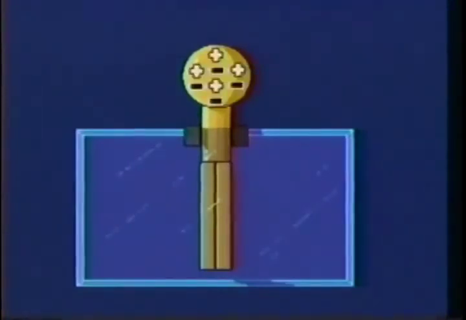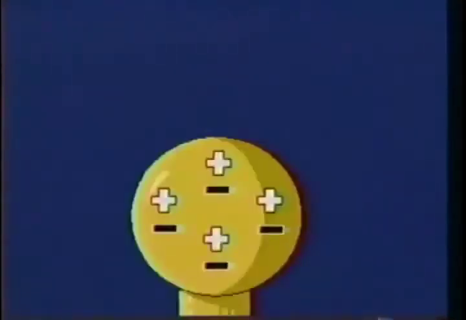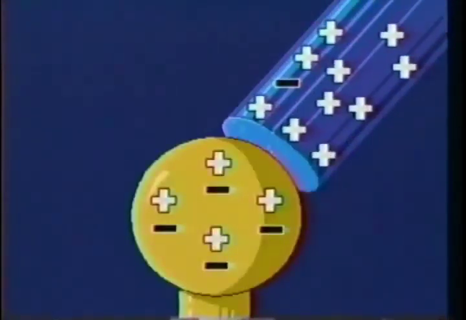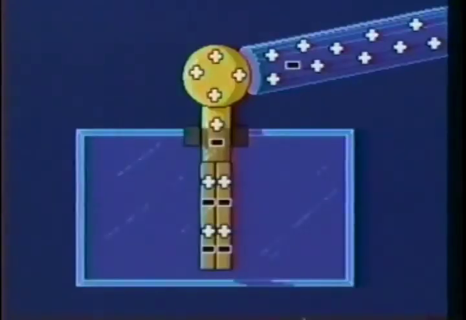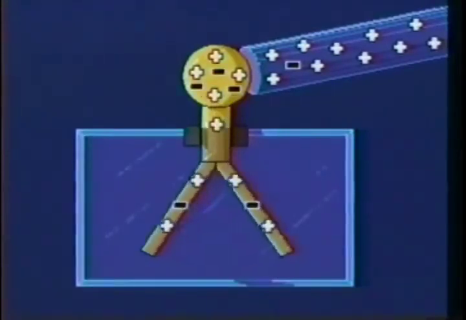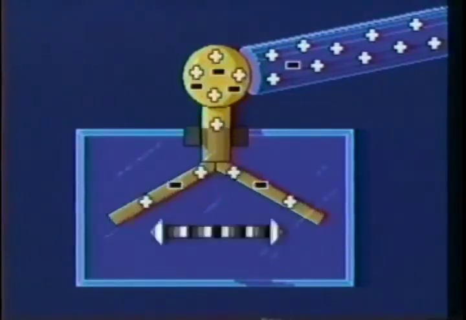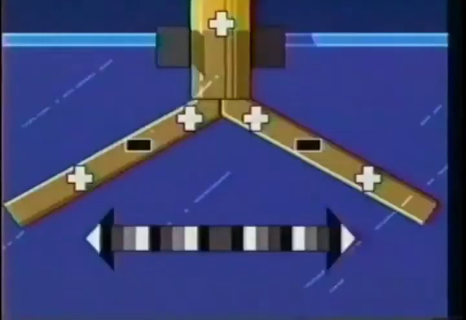And how do we detect charge? A metal leaf electroscope can be used to detect relatively small quantities of charge. When it's touched by a positively charged rod, electrons move from the electroscope onto the rod, leaving an excess of positive charge. As a result, the metal leaves repel each other, evidence that the electroscope is charged.